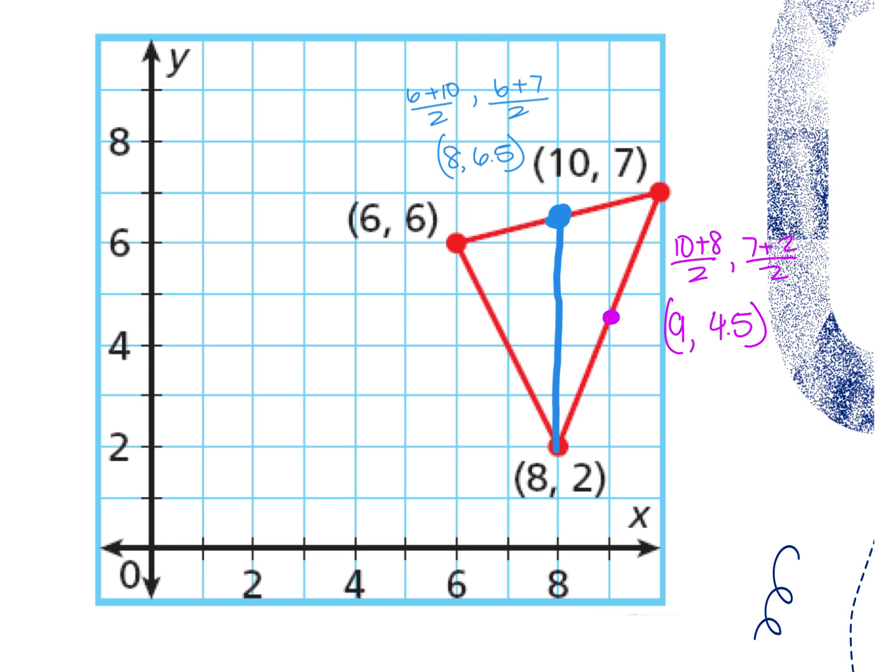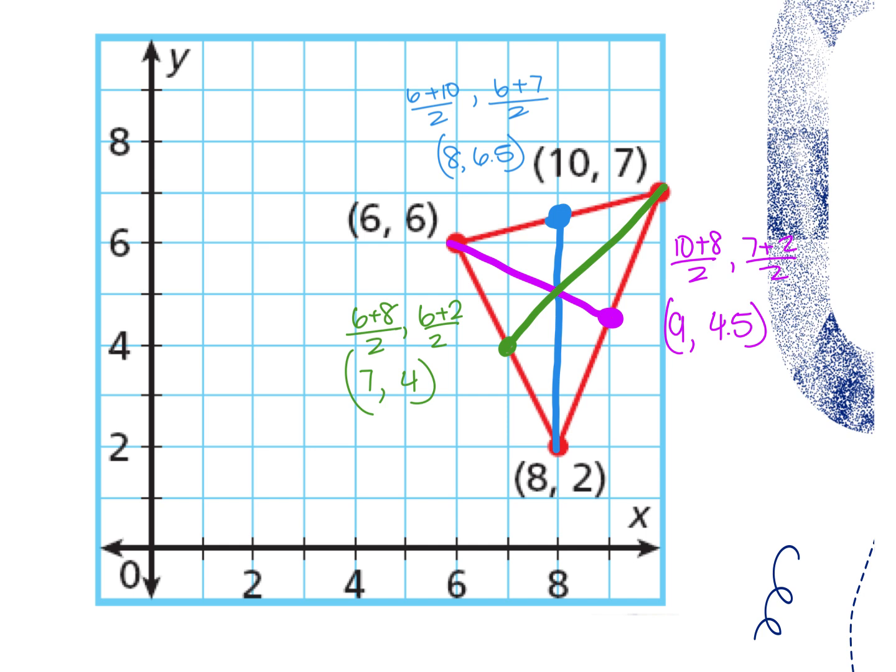And then I'm drawing that to my vertex, which is right here. And then doing the last one, I have 6 plus 8 over 2, 6 plus 2 over 2. I'm going to get 14 over 2, which is 7, and 8 over 2, not 6. Let me erase that. This should be 4. So 7, 4 is right here. And then again, go ahead and connect it to the vertex.